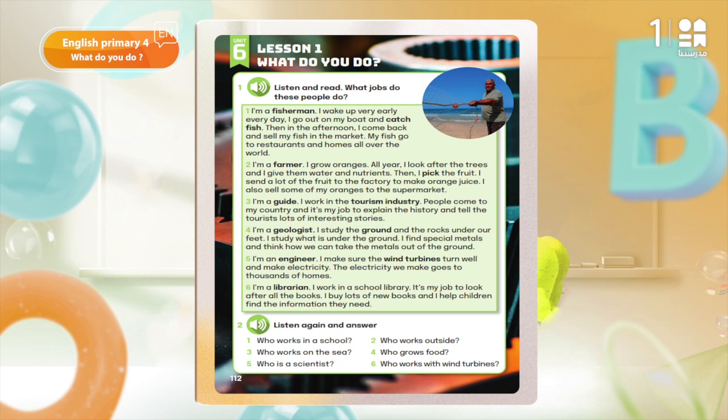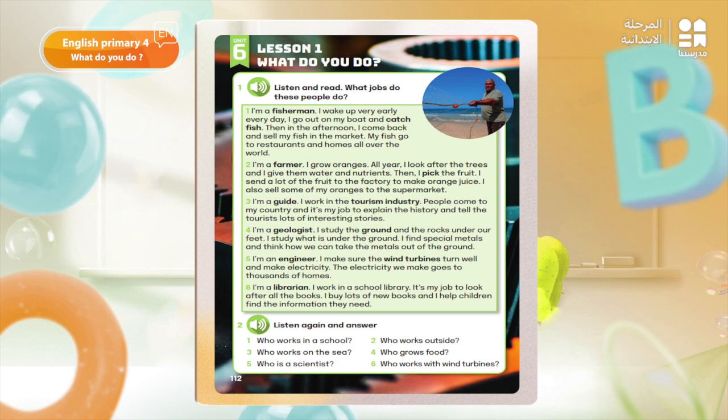5. I'm an engineer. I make sure the wind turbines turn well and make electricity. The electricity we make goes to thousands of homes. 6. I'm a librarian. I work in a school library. It's my job to look after all the books. I buy lots of new books and I help children find the information they need.